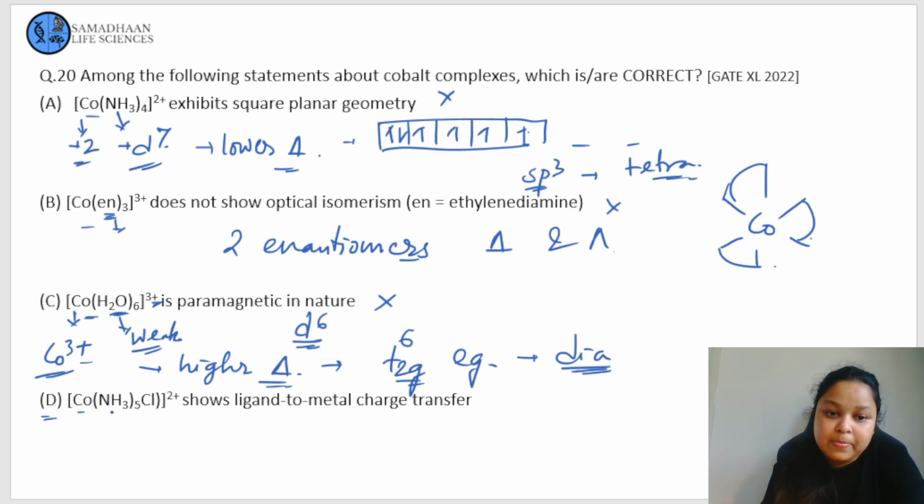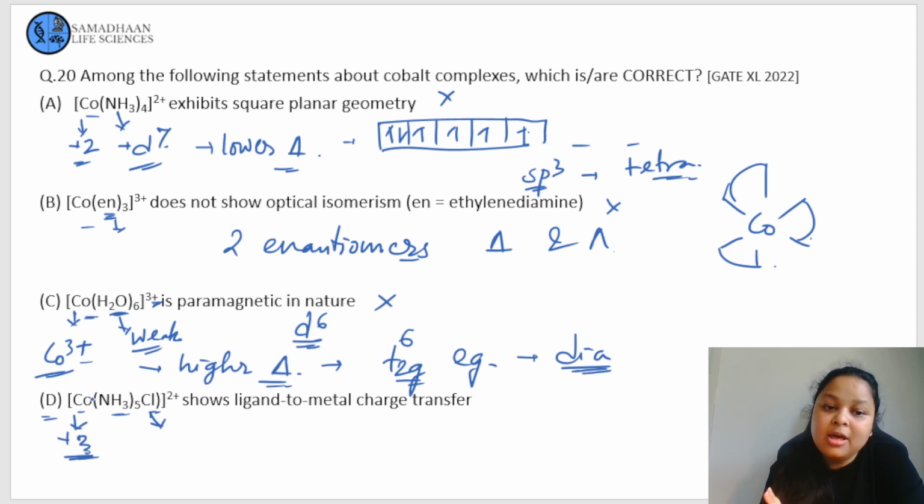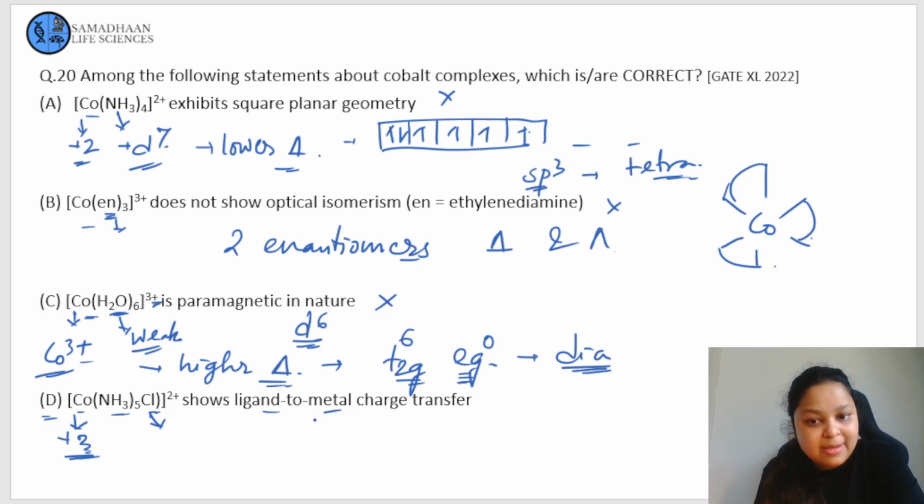Now the next is the pentaammine chloride complex. We check whether ligand to metal charge transfer happens or not. Here this chloride has a non-bonding high energy p orbital and here cobalt is in +3 again, which means a higher oxidation state and an empty orbital, which can accept the incoming electron from this chloride, which means ligand to metal charge transfer happens if a photon of light hits this complex. So this is our answer.